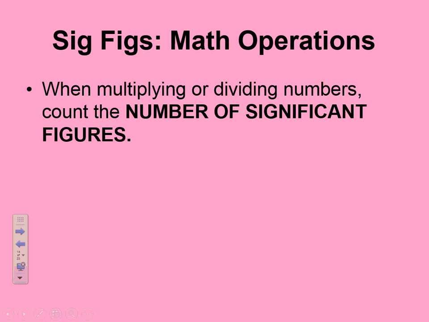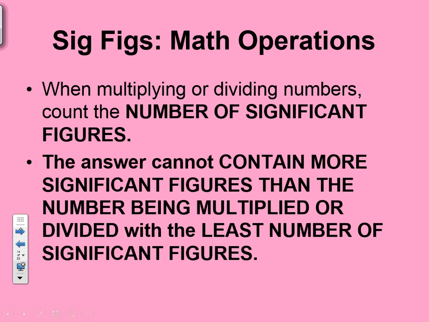Well, it's pretty simple. We have to figure out how many sig figs there are in each number that we're multiplying. We've been practicing that, and you guys are getting really good at it. The answer cannot contain more significant figures than the number being multiplied or divided with the least number of significant figures. Well, okay, that's in words. What does that mean? Let's go ahead and do an example.